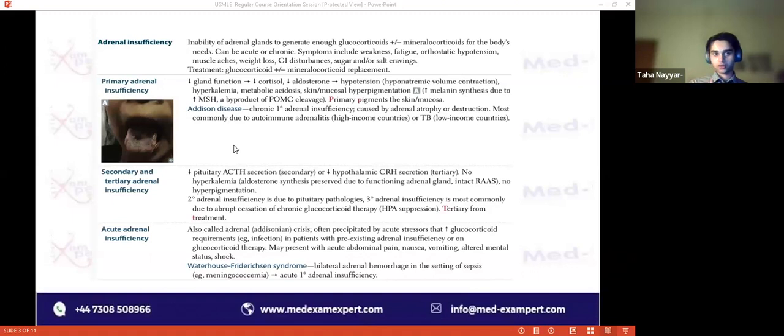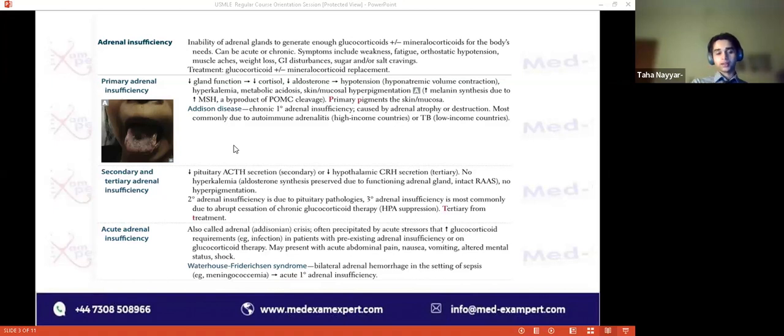So cortisol levels are down. That is one thing. But your aldosterone levels are fine, meaning you will not get hyperkalemia, and you might also not get hyponatremia. And maybe your blood pressures will also be fine in these individuals because the aldosterone is working fine, because aldosterone's regulation is caused by the renin-angiotensin system. It is not caused by the hypothalamus pituitary axis. And in secondary and tertiary adrenal insufficiency, there is something wrong with either the hypothalamus or pituitary.